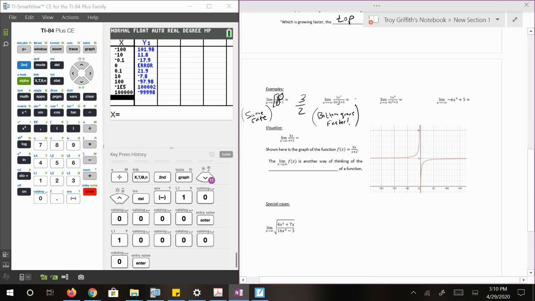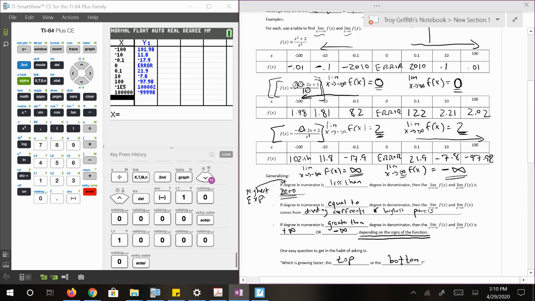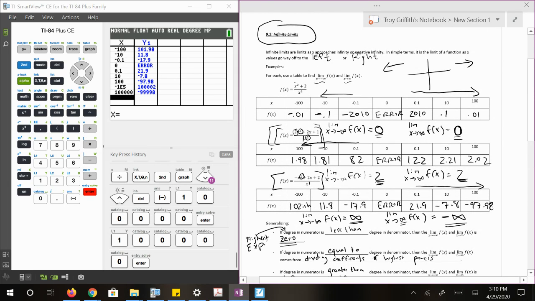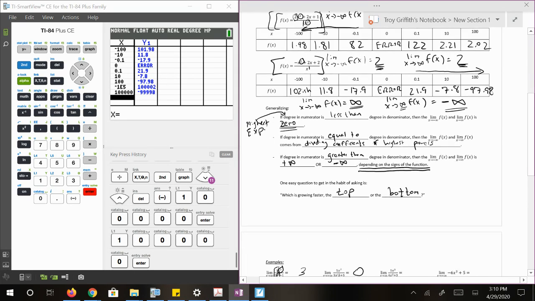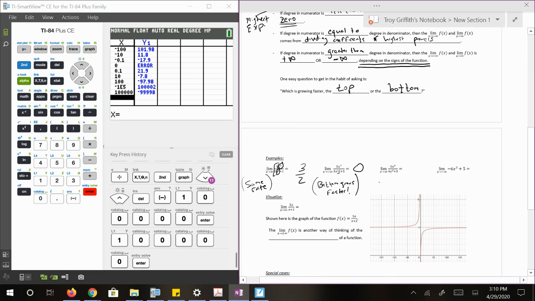All right, next one, limit as x approaches infinity of 5x cubed divided by 4x squared plus 3. In this case, the top grows faster because it has a higher exponent. So here's what I'm talking about when I say think about the signs. You need to think about what happens as I plug in really large numbers. What happens to my signs?